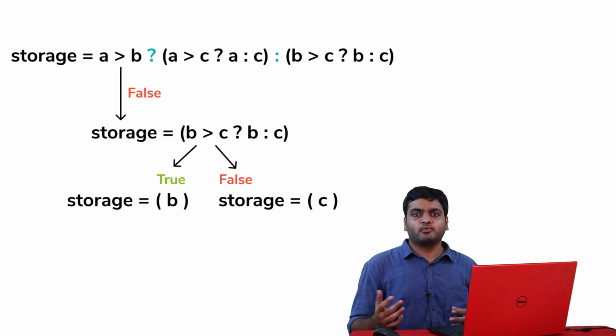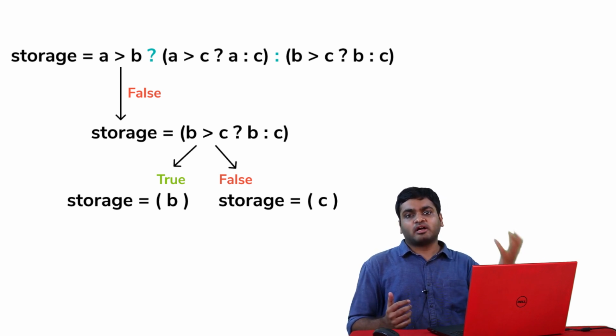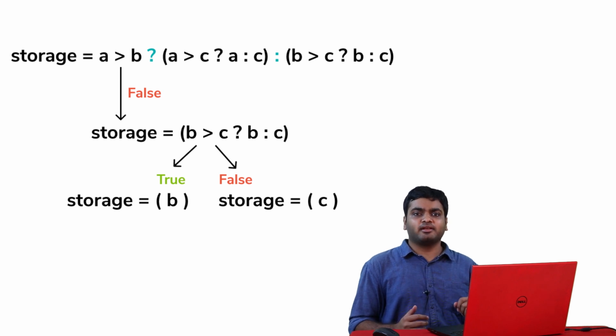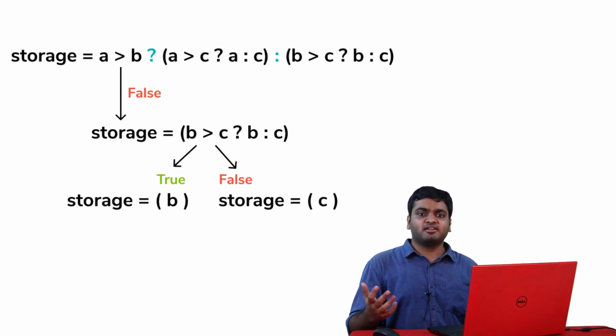Let's go back to condition 1. If condition 1 had failed, that is, B was greater than A, then the control would jump from the condition statement to command 2, completely ignoring command 1. Command 2 would then function like command 1. I hope you have understood the use of ternary operators.